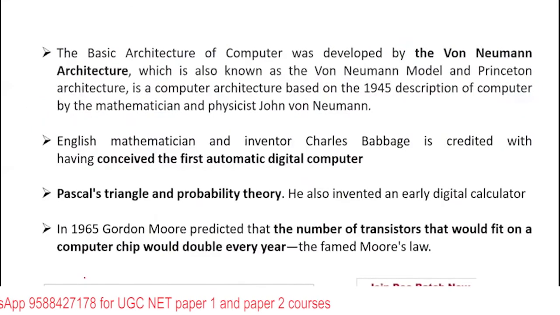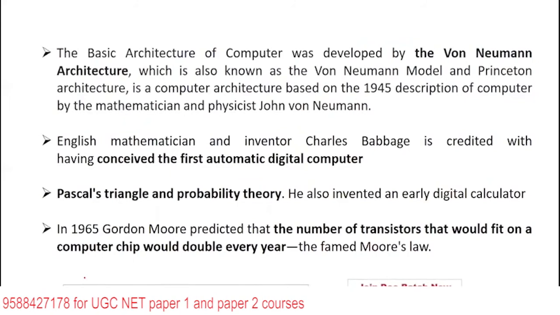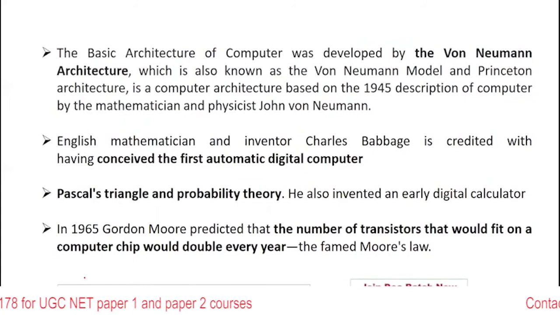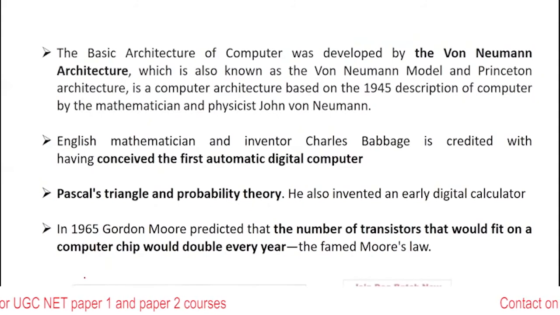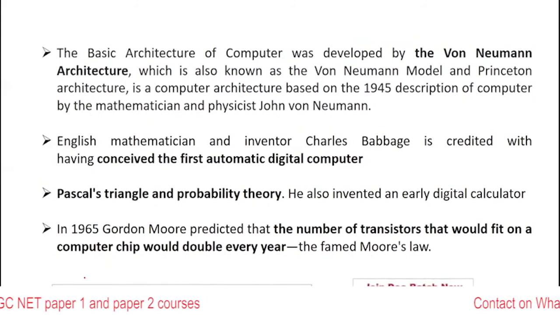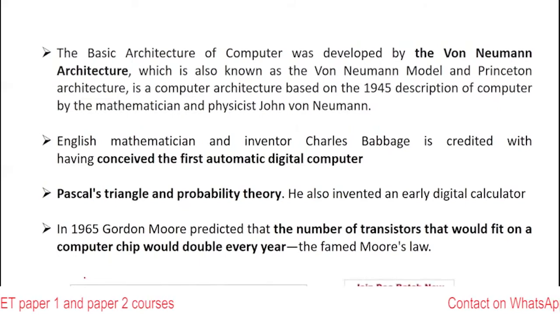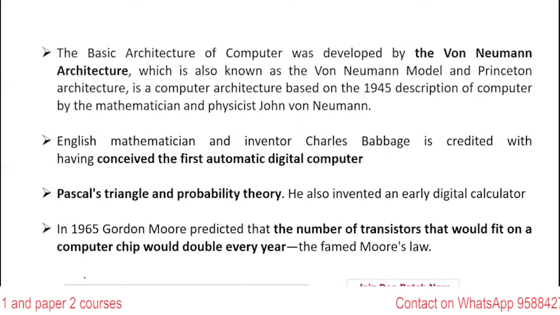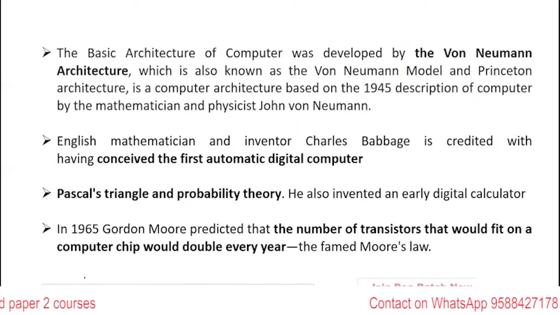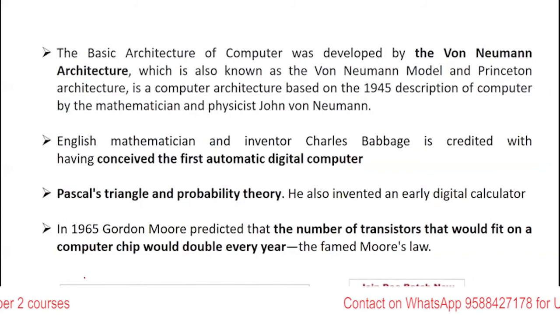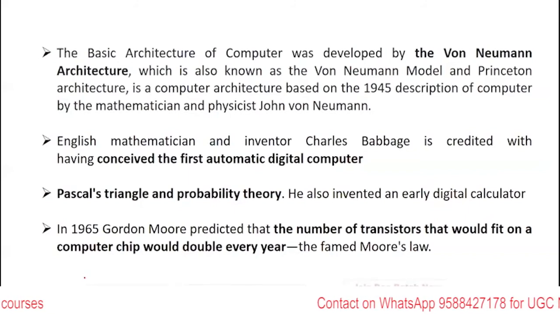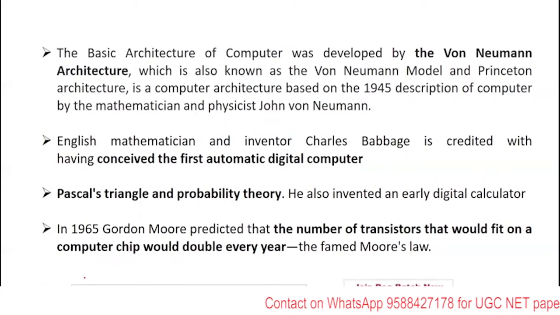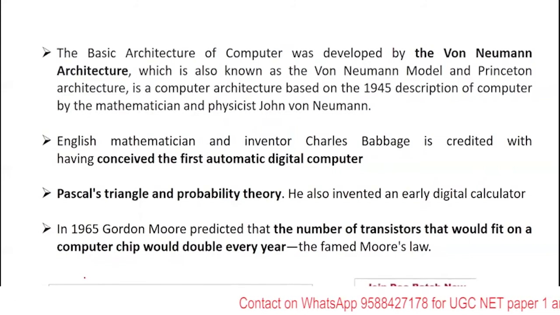Next, there are a few basic questions on this which I have seen. So I've decided to add that in your revision part, so that even if you miss an MCQ, it will be easier for you. Now the basic structure of the computer was developed by von Neumann, that is the von Neumann architecture, which is also known as the Neumann model and Princeton architecture. It's a computer architecture based on the 1945 description of the computer by the mathematician and physicist John von Neumann.